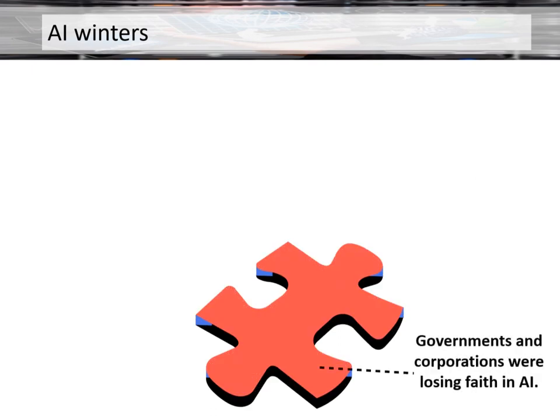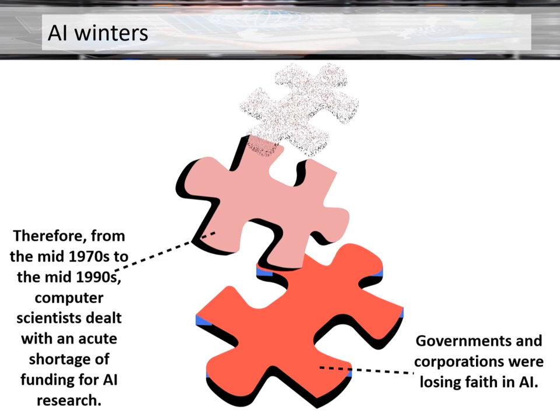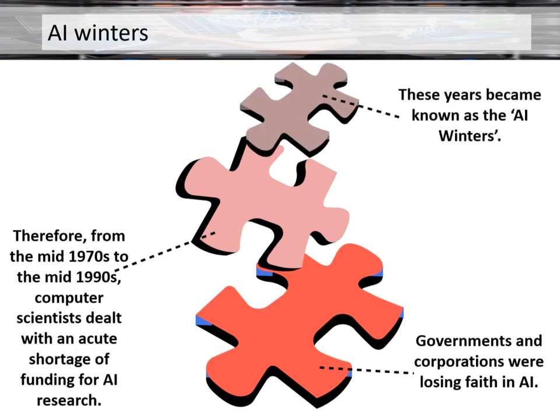Governments and corporations were losing faith in AI. Therefore, from the mid-1970s to the mid-1990s, computer scientists dealt with an acute shortage of funding for AI research. These years became known as the AI winters.